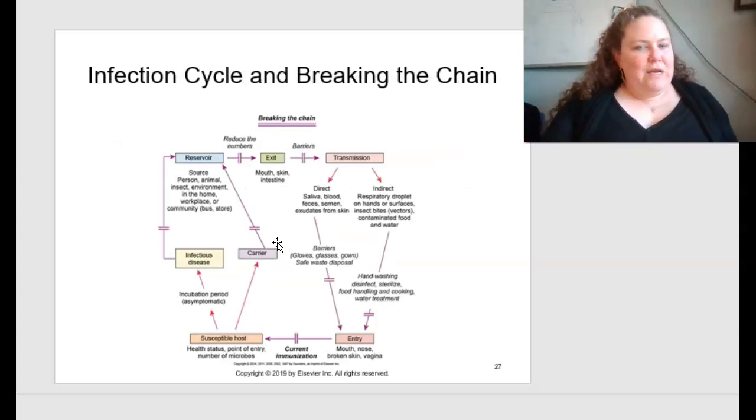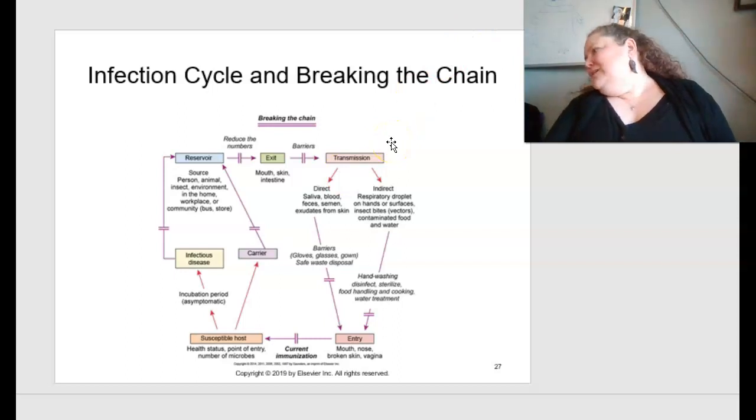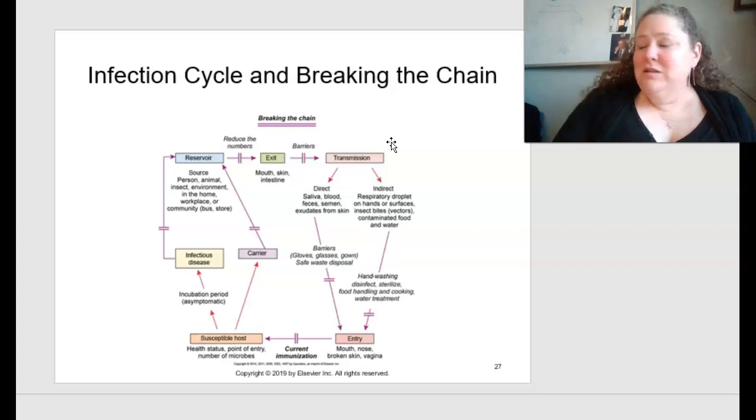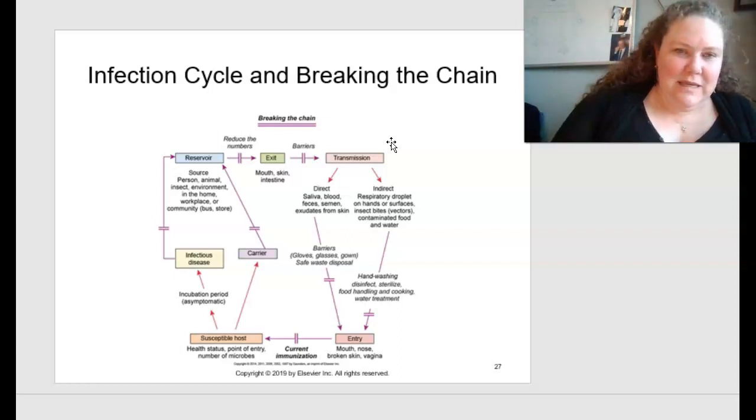All right, so what about the infection cycle and breaking the chain? Hi, Sophie. Guys, I swear to God, I'm normal. But my cat sneezed, and so I looked at her, and one eye was down and one eye was open, like she was winking at me for the longest time. She just sneezed again. She's really cute.